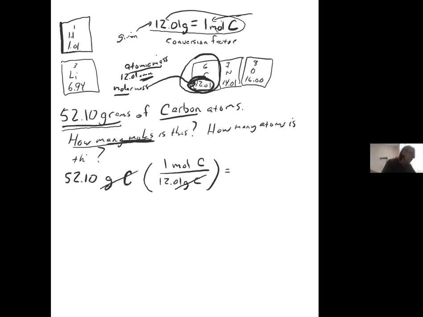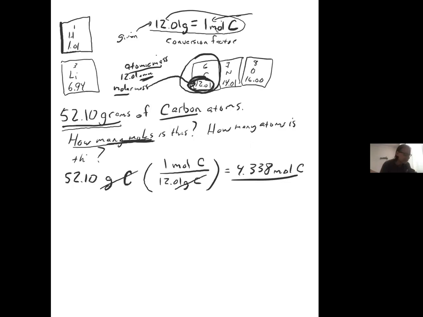So you just count it up, 12, 24, 48. It's a little bit more than 4. 52.10 divided by 12.01, and you get 4.338 moles of carbon, right? And that should make sense. If I had 12 grams, that would be one mole. If I had 24 grams, that would be two moles. 36 would be three moles. 48 would be four. It's a little bit more than 48, so it's a little bit more than four.